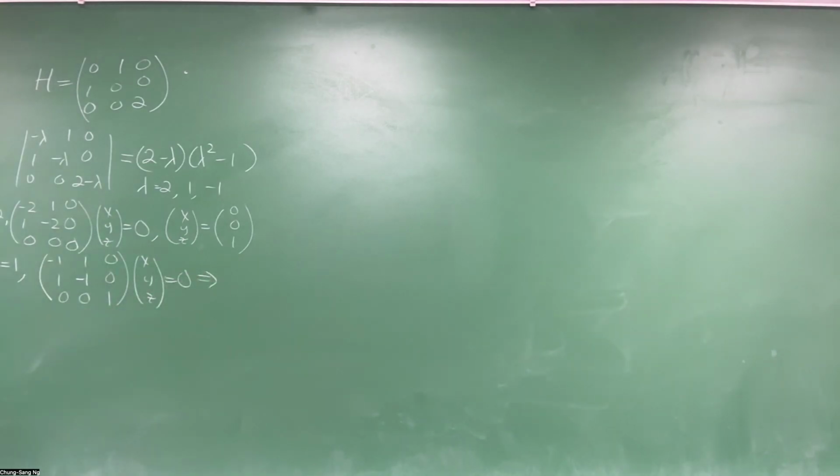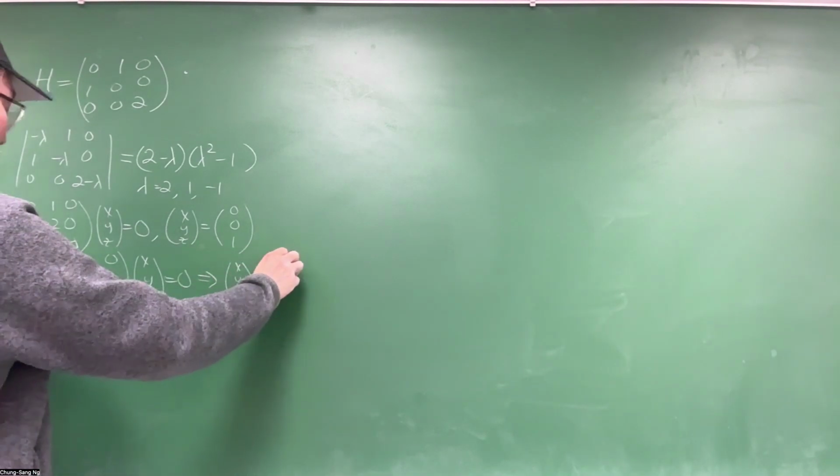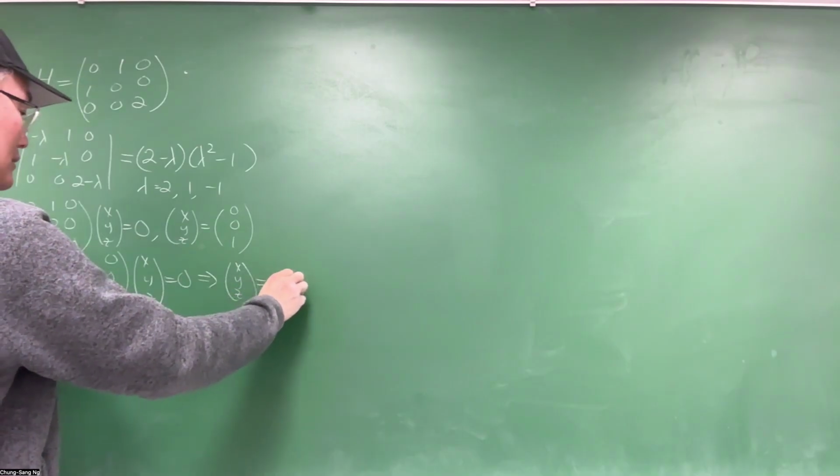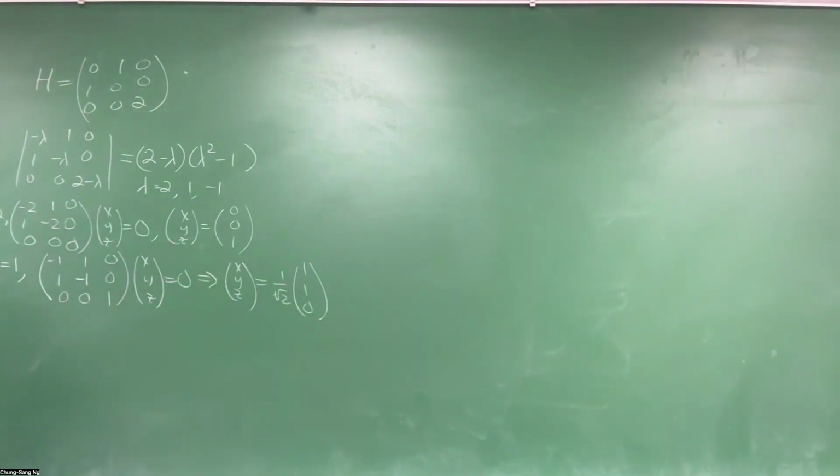So again, z is 0 because of the third equation. The first two give you x equals y. So x, y, z, where x equals y. You can choose 1, 1, 0. Right? And you normalize that.